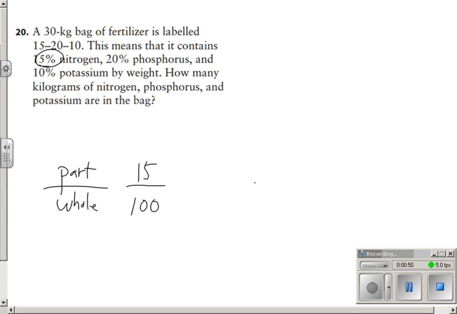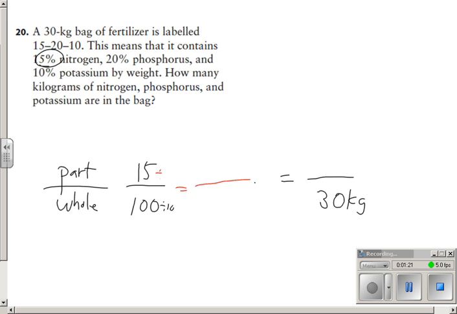And it says that's a 30 kilogram bag. So what do I know? Well, I know that my whole bag is 30 kilograms. So look at that. I've set up equivalent ratios in order for me to figure out what goes here. So I can look at this and say, well, how do I get 100 down to 30? That's not easy. But if I divide by 10, let's use this again.